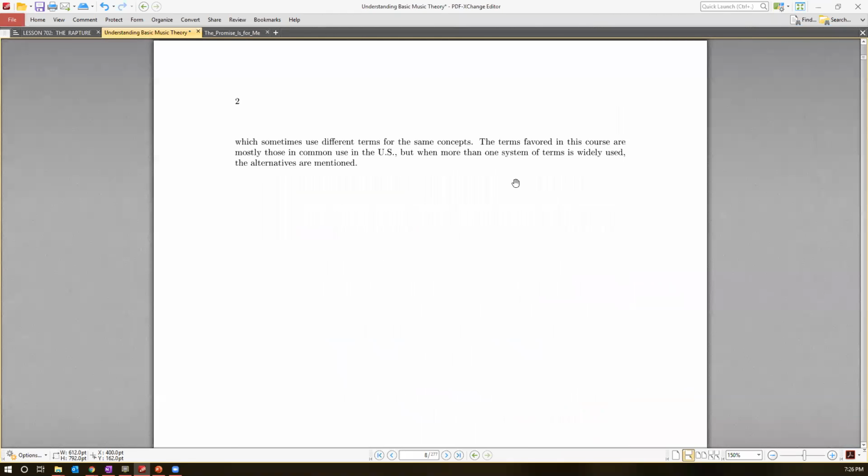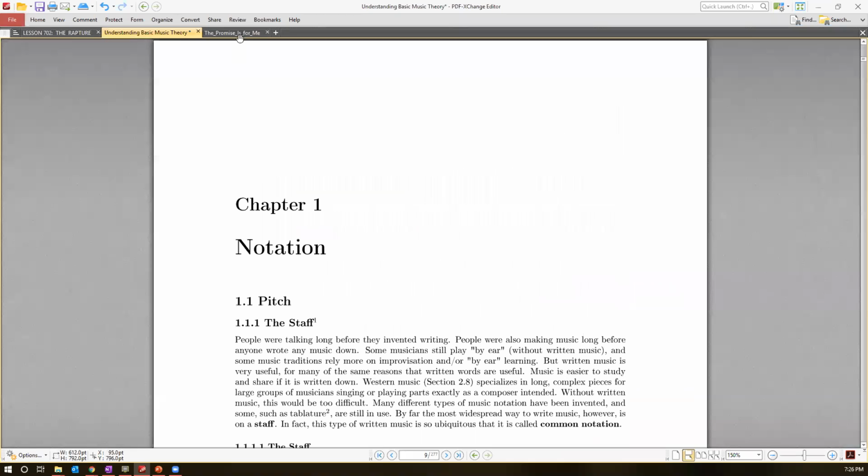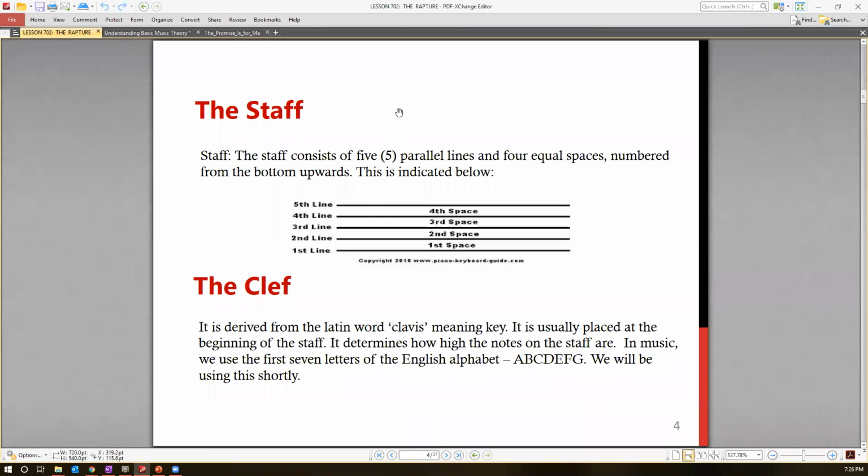Okay, so now we're going to talk about the staff. The staff consists of 5 parallel lines, 5 horizontal parallel lines: 1, 2, 3, 4, 5. Normally we start from the bottom, 1, 2, 3, 4, 5.